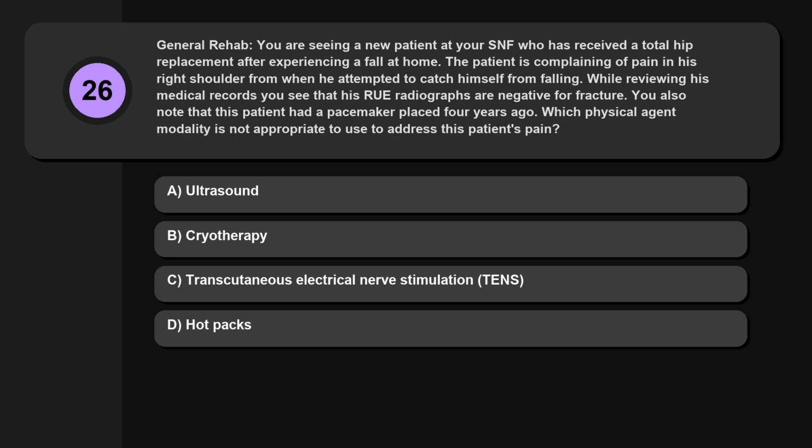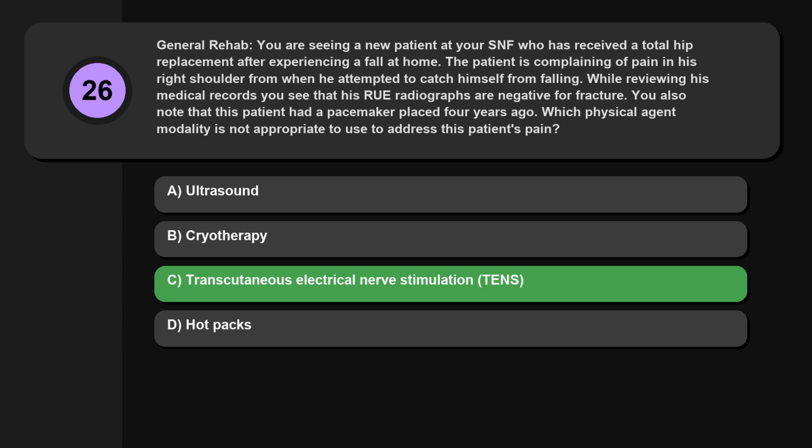Question 26. General rehab. You are seeing a new patient at your SNF who has received a total hip replacement after experiencing a fall at home. The patient is complaining of pain in his right shoulder from when he attempted to catch himself from falling. While reviewing his medical records, you see that his radiographs are negative for fracture. You also note that this patient had a pacemaker placed 4 years ago. Which physical agent modality is not appropriate to use to address this patient's pain? Option A. Ultrasound. Option B. Cryotherapy. Option C. Transcutaneous electrical nerve stimulation, TENS. Option D. Hot packs. The correct answer is option C.